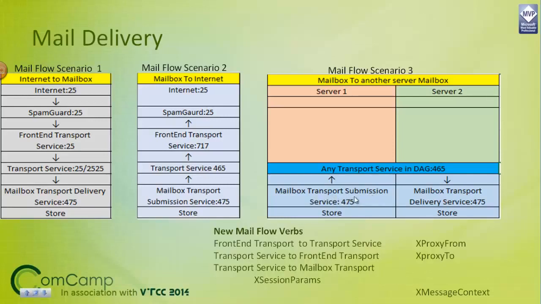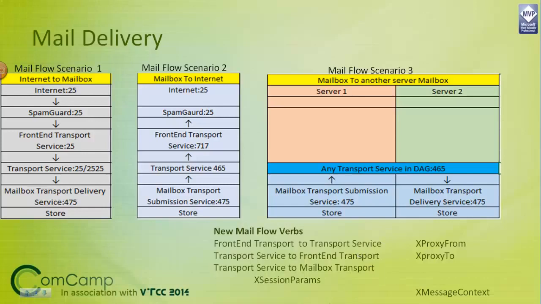Mailbox transport submission service sends the email to the transport service on any server within your DAG or within your AD site on port 465. Then this transport service transfers the mail to the mailbox transport delivery service on port 475 on the local server, for the local user, local mailbox database. All right, and then mailbox transport delivery service transfers to the local database. This is all three scenarios. I hope this is going to clear your doubts about how mail flow works in Exchange 2013.